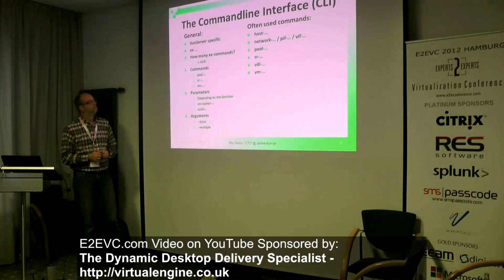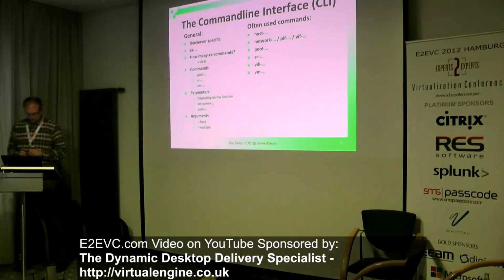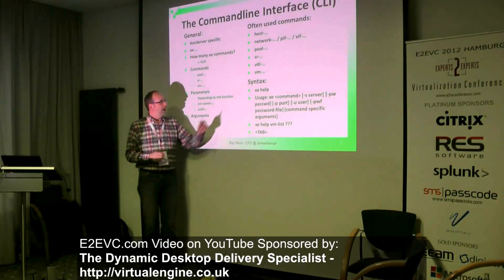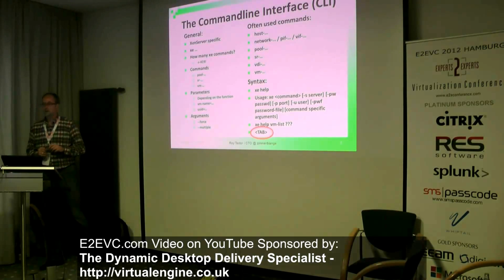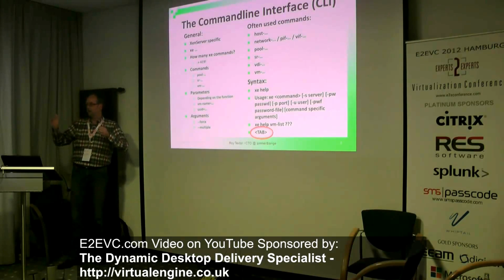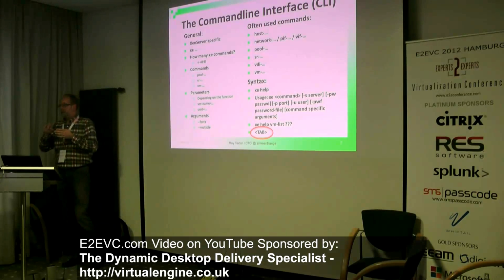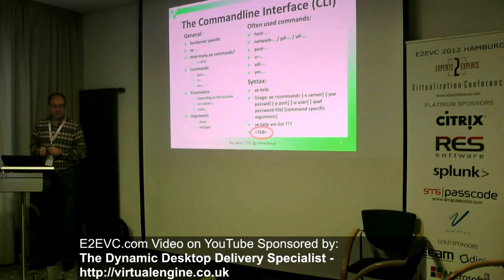Often used commands: host, network, pool, SR, VDI, VM, only to list something. And I think I have to speed up a little. The syntax for this command is very easy. And the most important keystroke you have to use is the tab key, because the tab key completes your commands. I can show you in a demo right now. If you use the tab key and you type vm-tab, it shows you all commands beginning with vm, and you can see a list of them and choose the right one.